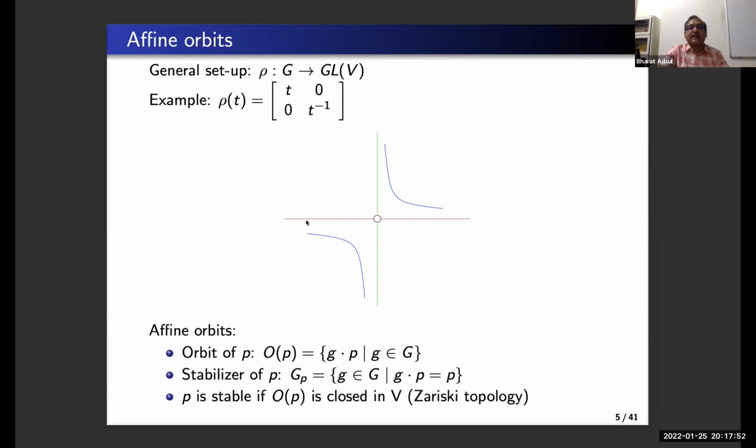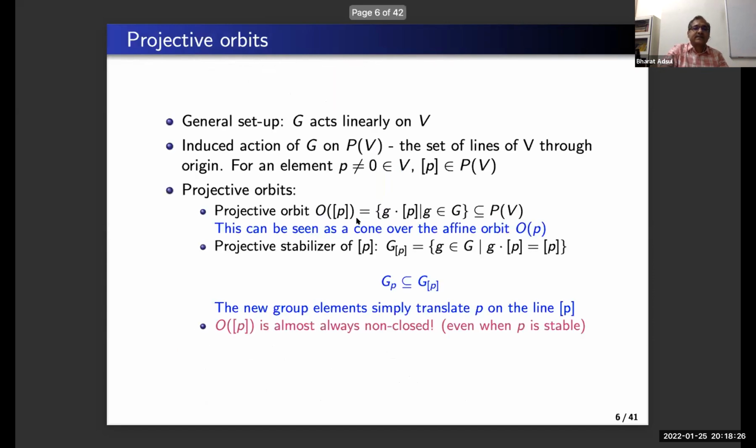Similarly, the x-axis is this red orbit, which is also not closed. So in fact, in this case, the points on the x-axis and the y-axis can be driven to the point 0. The closure of the green orbit contains the origin. The closure of the red orbit also contains the origin, and this is the null cone, right? So the null cone is those points whose orbit closure contains the origin 0. Okay, so that is a picture.